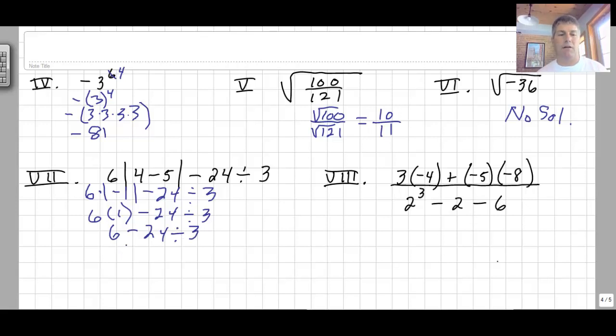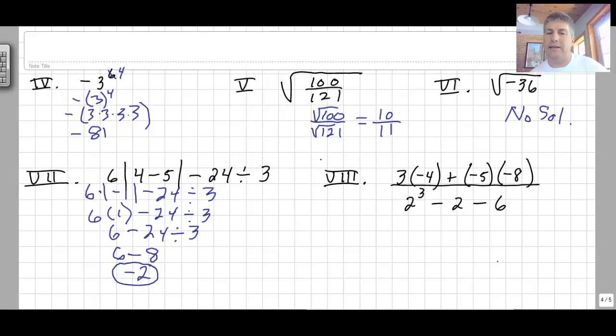Now we need to be careful here. Watch your order of operations. 6 minus 24, yes, that's negative 18, but that violates the order of operations. We have to do division and multiplication before we do any addition and subtraction. So 24 divided by 3 is 8. So we get 6 minus 8, which is negative 2, is our final answer. Okay?